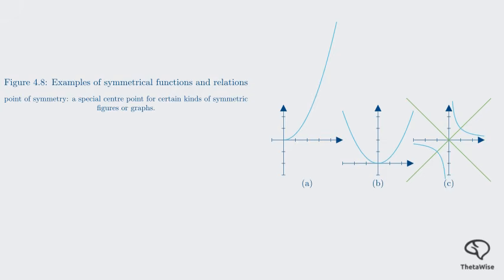We also see two other lines in graph C, y equals x and y equals negative x. These are not axes of symmetry, but they are another type of asymptotic behavior related to the lines that the branches of the hyperbola approach.